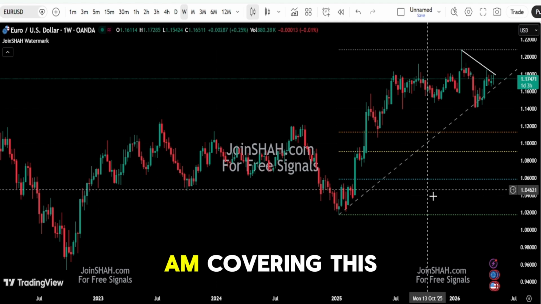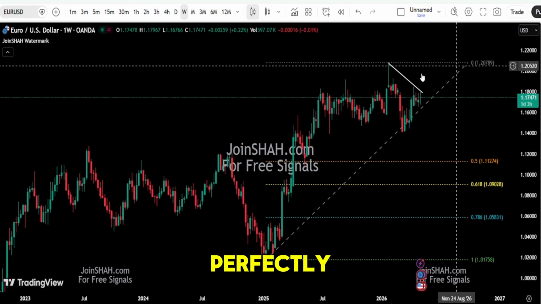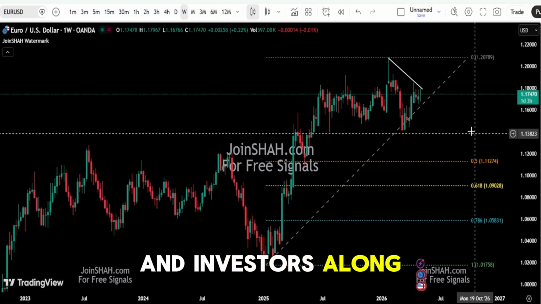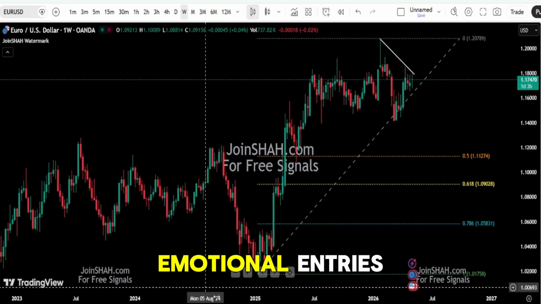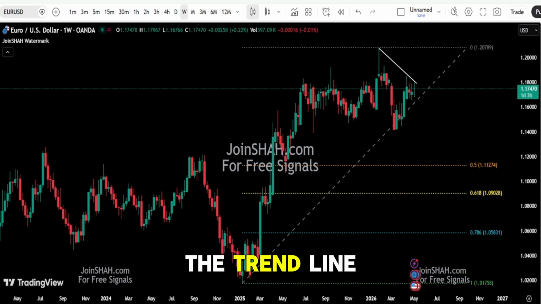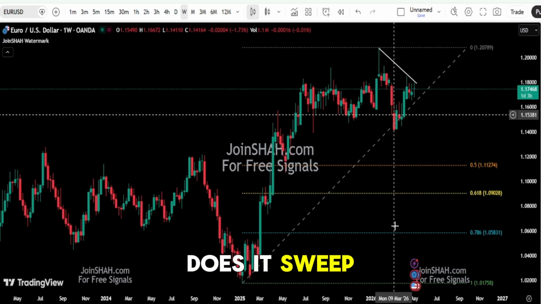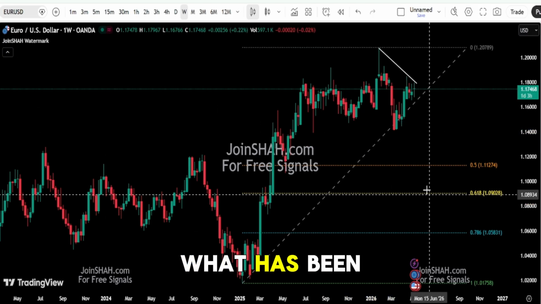The reason I am covering this pair is because the weekly Fibonacci levels are still holding perfectly, and investors along with swing traders need to understand where the real value zones are instead of chasing emotional entries. So the question is, does EURUSD break the trend line and continue bullish, or does it sweep liquidity before the next move? Let's quickly recap what has been happening.